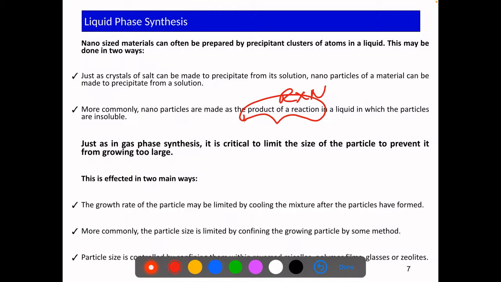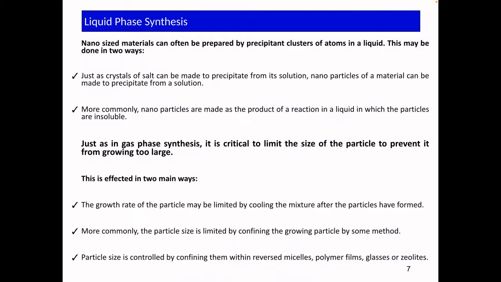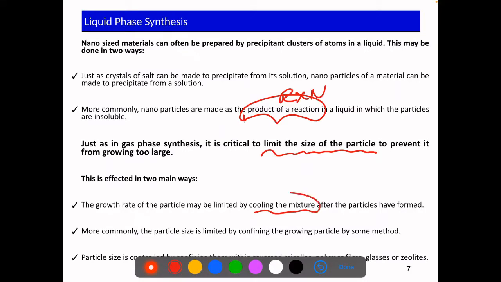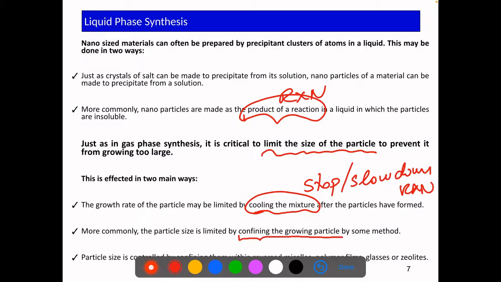Okay. Just as in gas phase synthesis, it is critical to limit the size of the particle to prevent it from growing too large. And that's usually done in two main ways. The growth rate of the particle may be limited by cooling the mixture, which will stop or slow down your reaction. Okay. After the particles are formed, more commonly, the particle size is limited by, this is the second one, confining the growing particle by some method, okay?